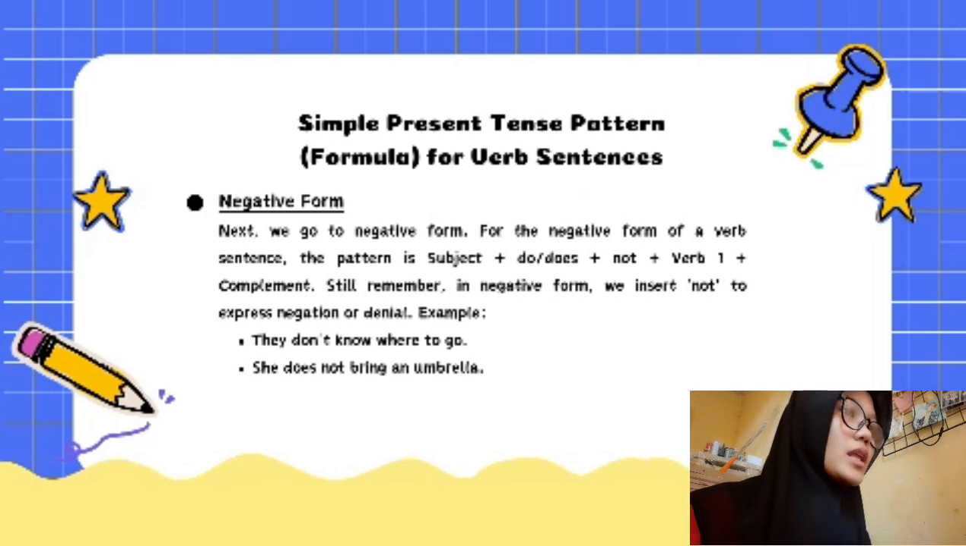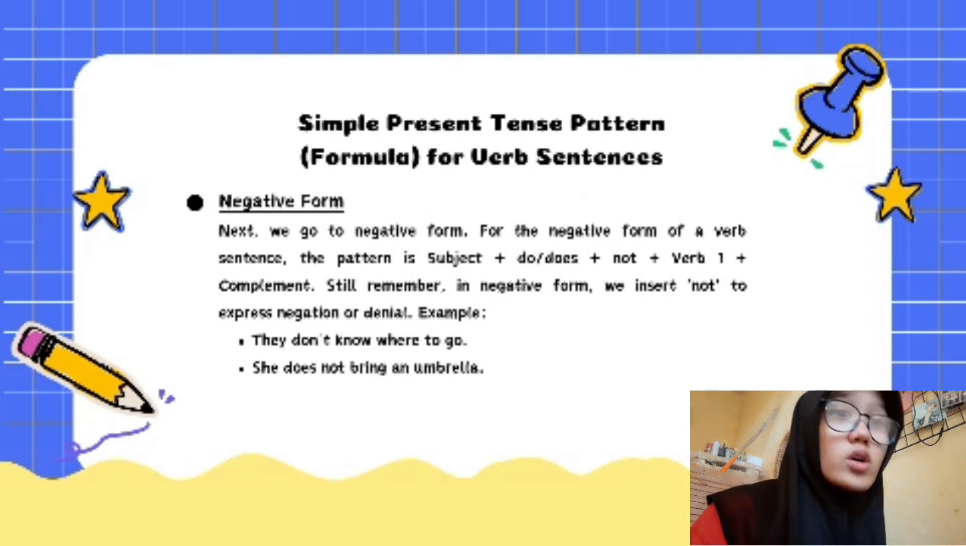Next, we go to negative form. For the negative form of a verb sentence, the pattern is subject plus do or does plus not plus verb 1 plus complement. Still remember, in negative form, we insert not to express negation or denial. Example, they don't know where to go. She doesn't bring an umbrella.